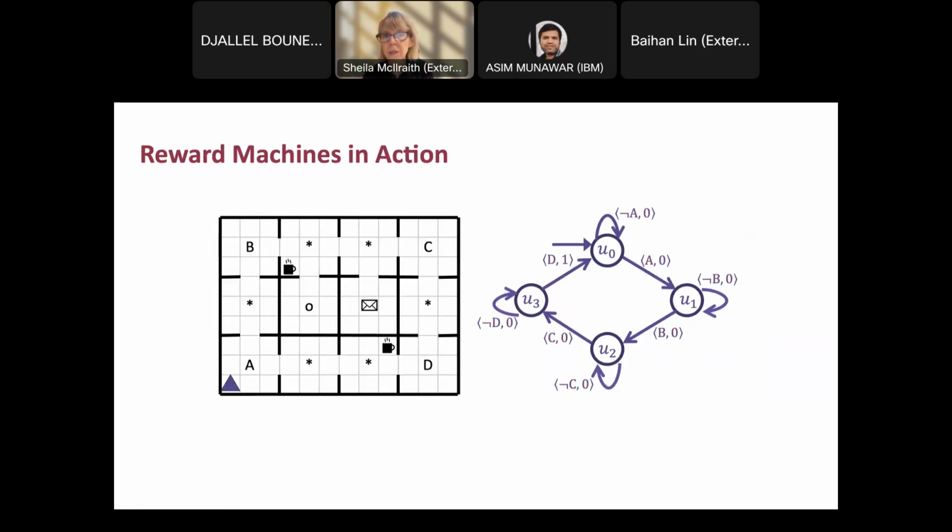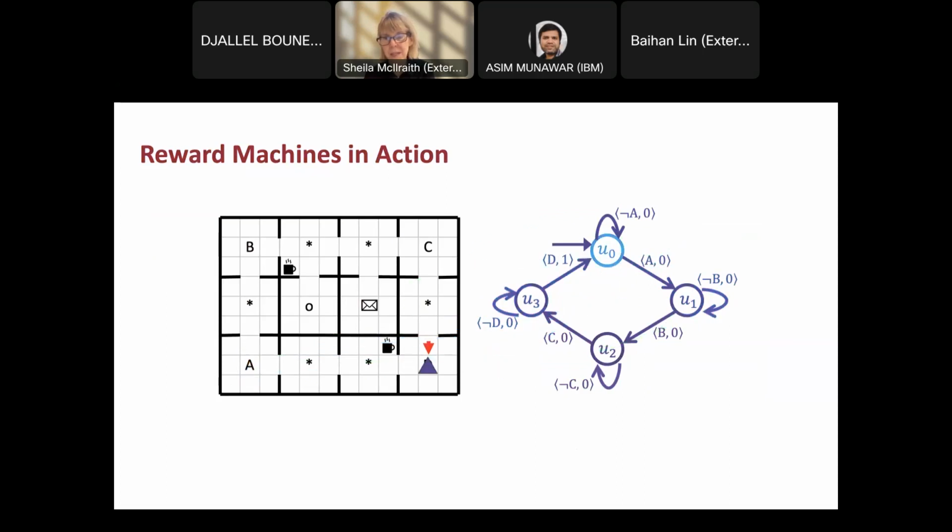So here's a very simple example of a reward machine in action. Watch the little purple guy go, our little agent, there it is. It stays in U0 because it hasn't gotten to A yet, and it gets a reward of 0. When it gets to A, it tells the reward machine, it transitions to U1, but it still gets a reward of 0, and so on.